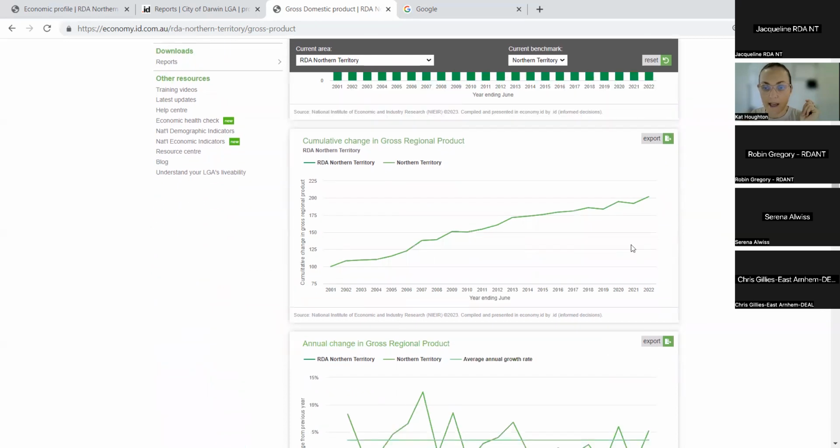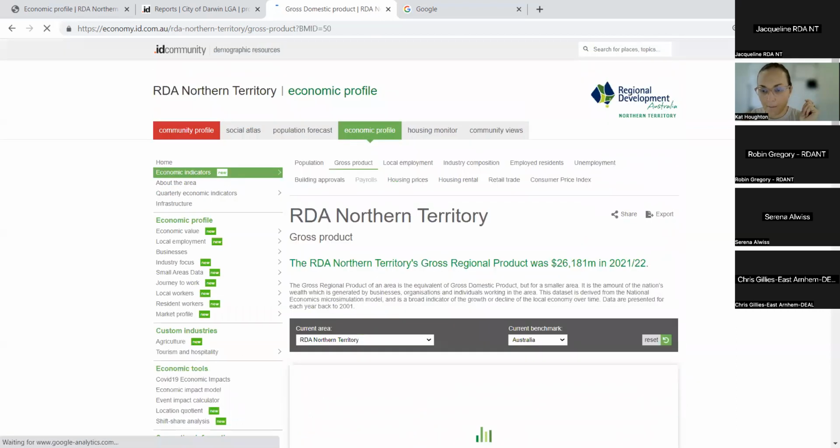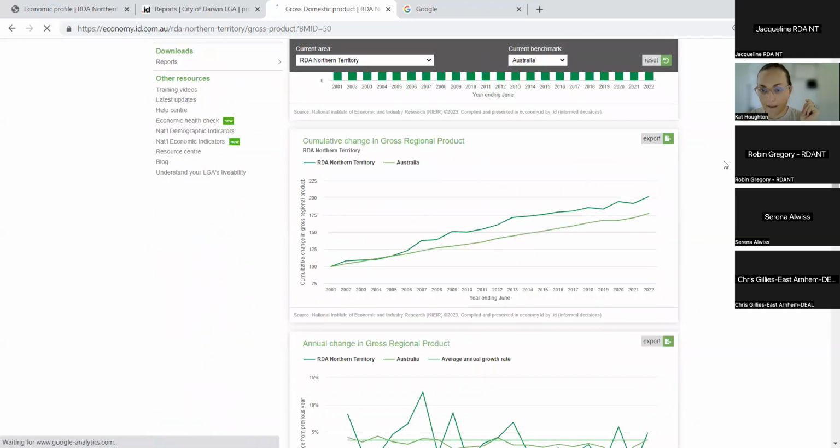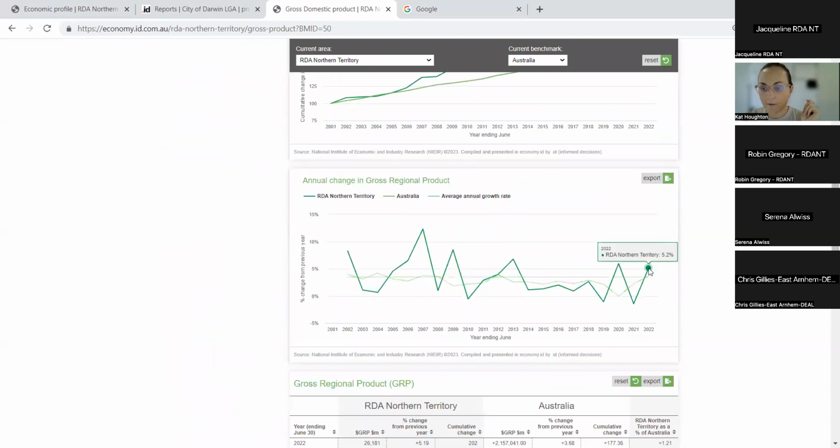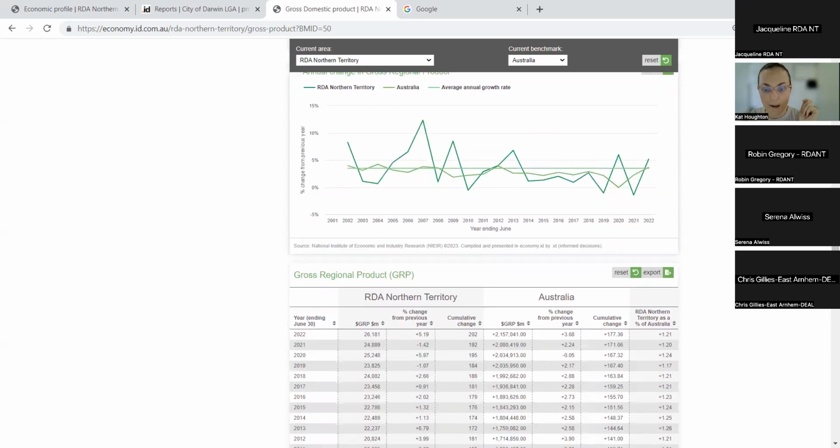Okay, and we can see how that's because we're comparing Northern Territory to Northern Territory. I might change my benchmark to Australia. Okay, and we'll come down here and we can see the Northern Territory is actually growing at a faster rate than the rest of Australia. So we can see growth in 2022 at 5.2% compared to Australia at 3.7%. But look at how that's jumped around in the last 3 years. Okay, so we can have a look at what's actually been driving that growth over the previous year.